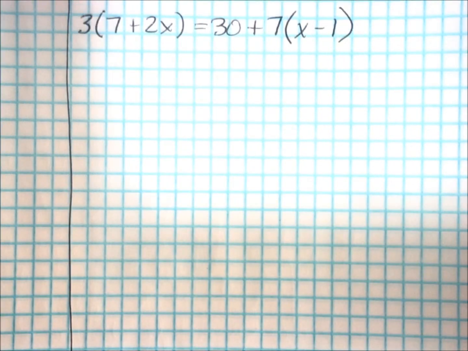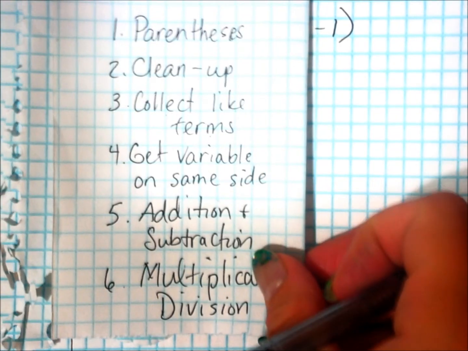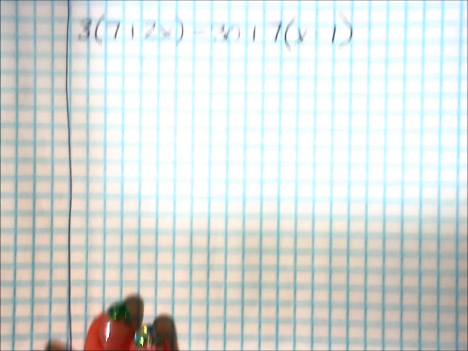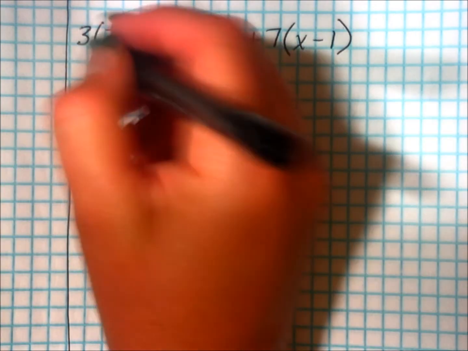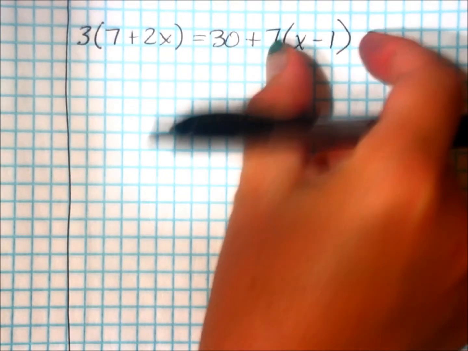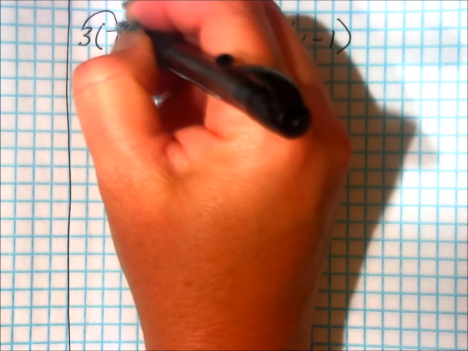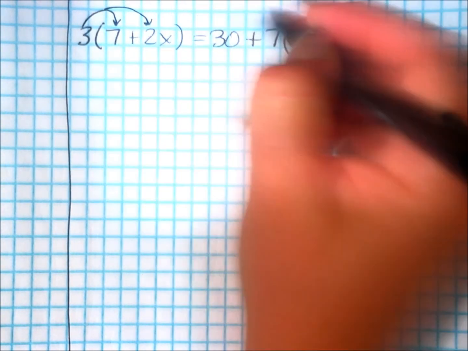So this is the last problem we're going to do in this section, and I'm only going to go halfway through the problem. Then I'll give you a chance to check that problem and try the rest on your own. And then tomorrow in class, or the next day that you see me in class, I would like you to show me that you've completed this problem. So again, we're looking at our steps, and the first one says parentheses. Well, there's parentheses. This is 3 times this, and this is 7 times this. So I'm going to use that distribution property.